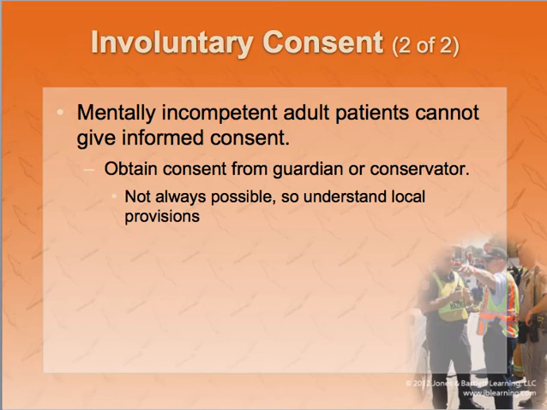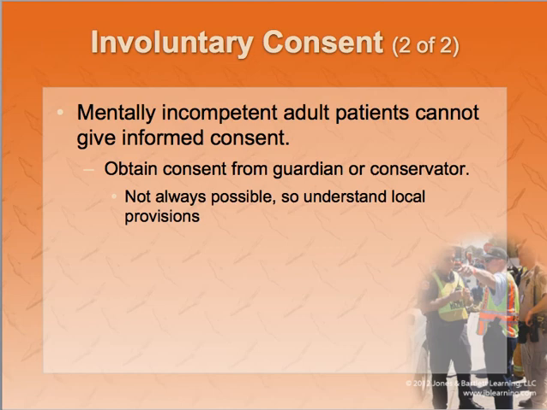Mentally incompetent adult patients cannot give informed consent. This could be your Alzheimer's patient or your dementia patient. In this situation, you want to get consent from the guardian or the conservator. If for some reason it's not possible to get consent from them, then you need to document exactly why and what's going on and why you need to transport this patient to the hospital and the circumstances surrounding it.